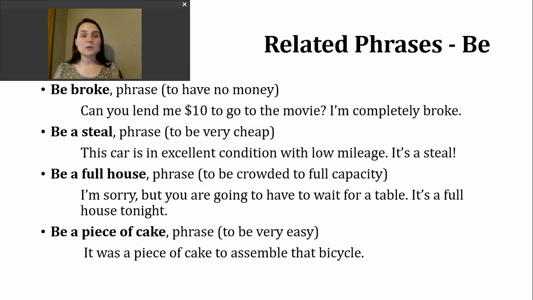The final phrase we're going to talk about with the be verb is be a piece of cake. And it means that something is very easy. Here it is in a sentence. It was a piece of cake to assemble that bicycle.